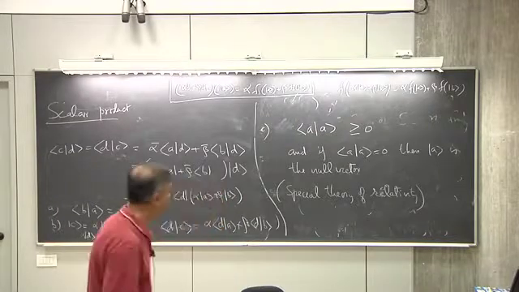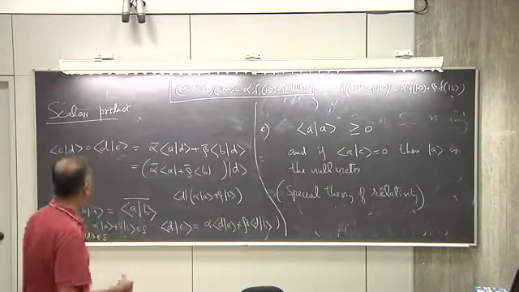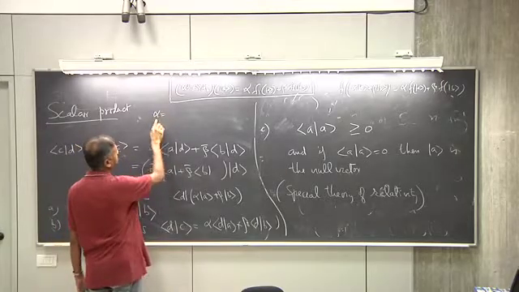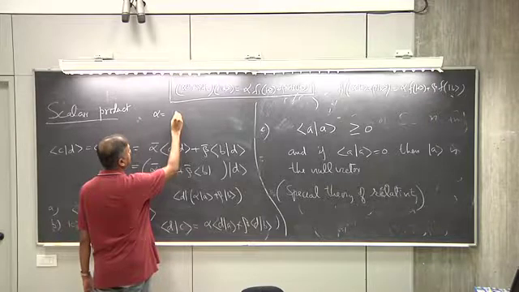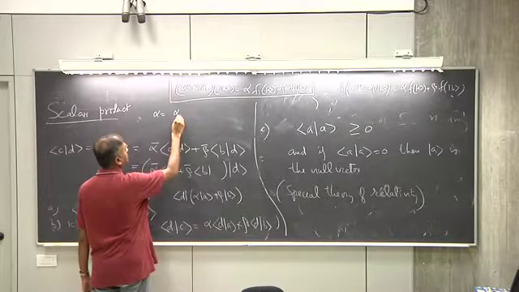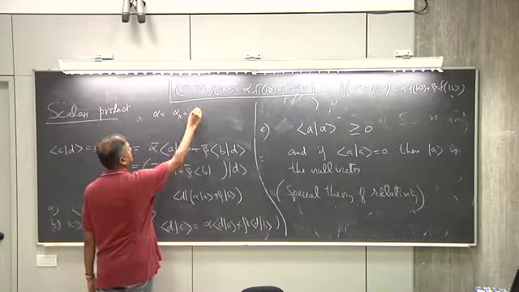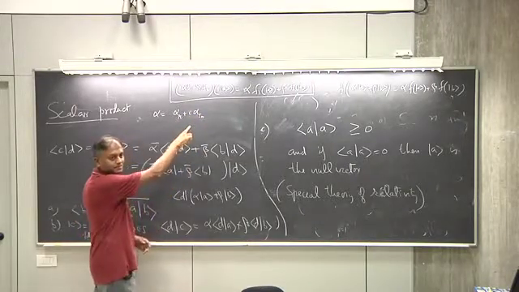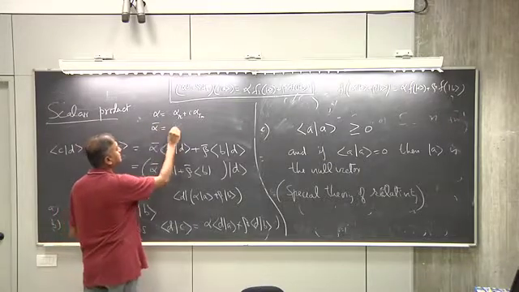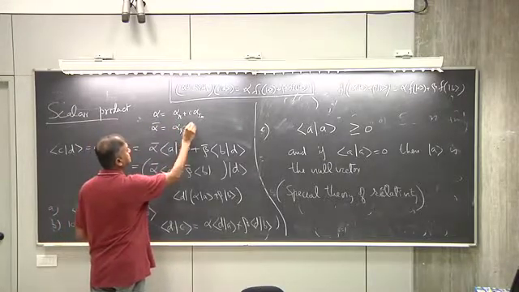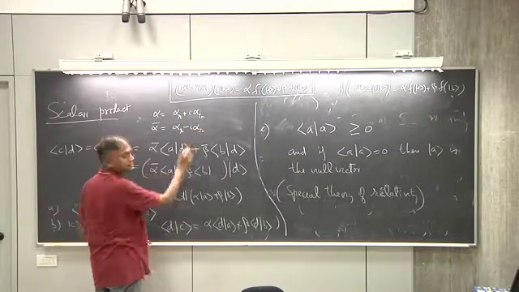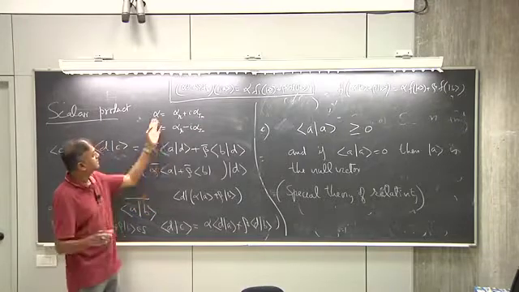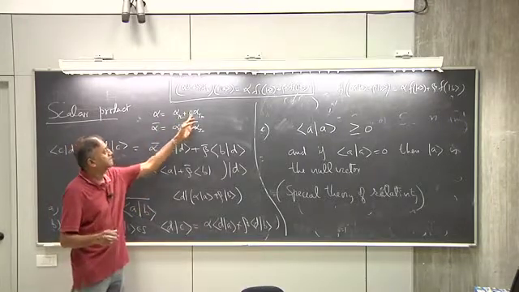Bar means complex conjugate. So in other words, any complex number alpha, I can write as alpha real plus i times alpha imaginary, the real part and the imaginary part. So what is alpha bar? Alpha bar is alpha real minus i alpha imaginary. Alpha real and alpha imaginary are real numbers. Any complex number is a real number plus i times another real number.